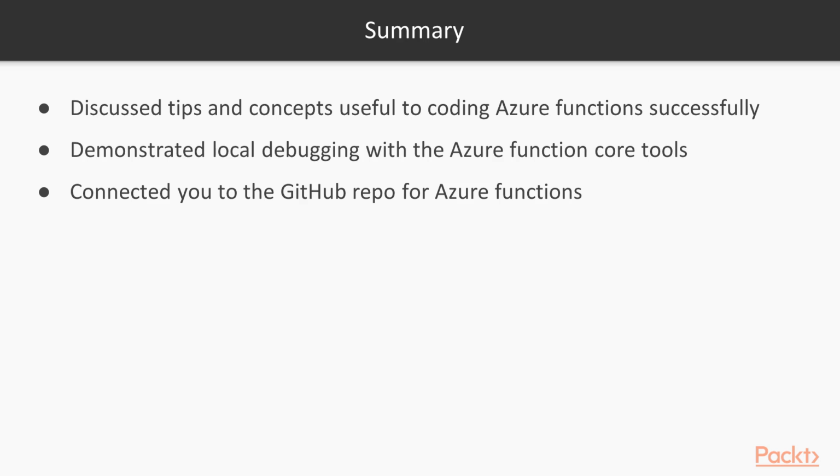So in this section we learned about some tips and some concepts that will really help you to develop Azure Functions that are secure and resilient and effective. I also demonstrated how to debug locally with a local Git repo and the Azure Function Core Tools. And then we looked at the GitHub repo, showed you where that repo is, and demonstrated how you can report or review open issues in the Azure Functions code.